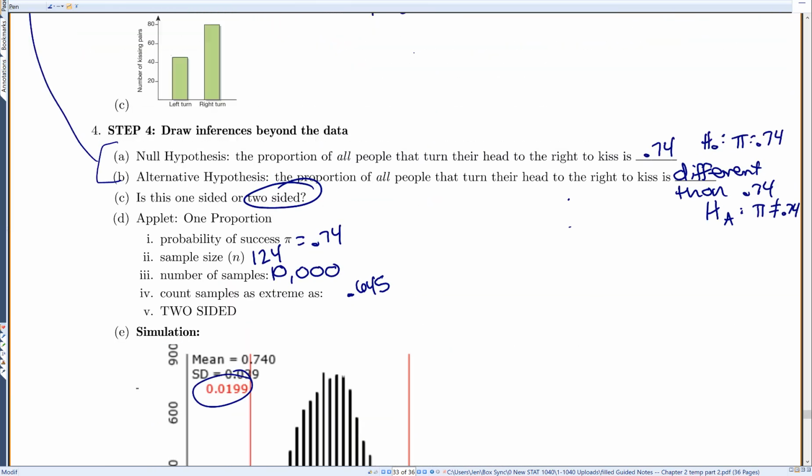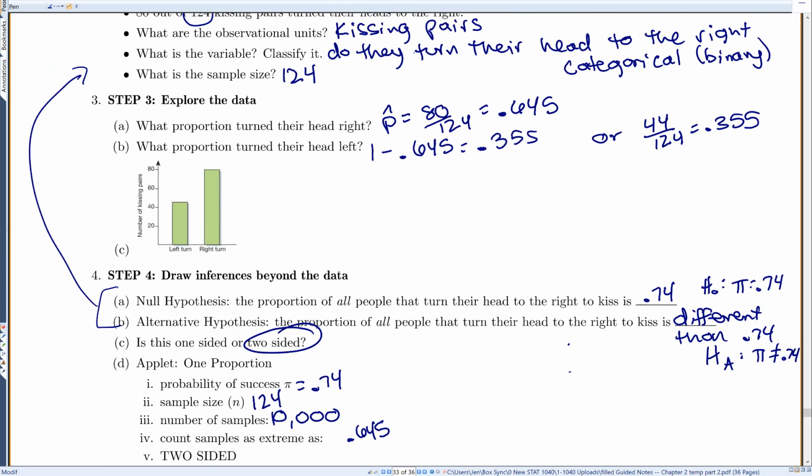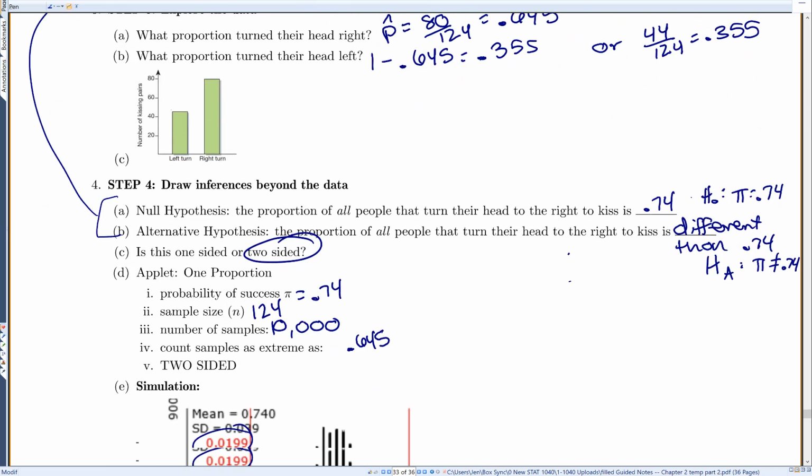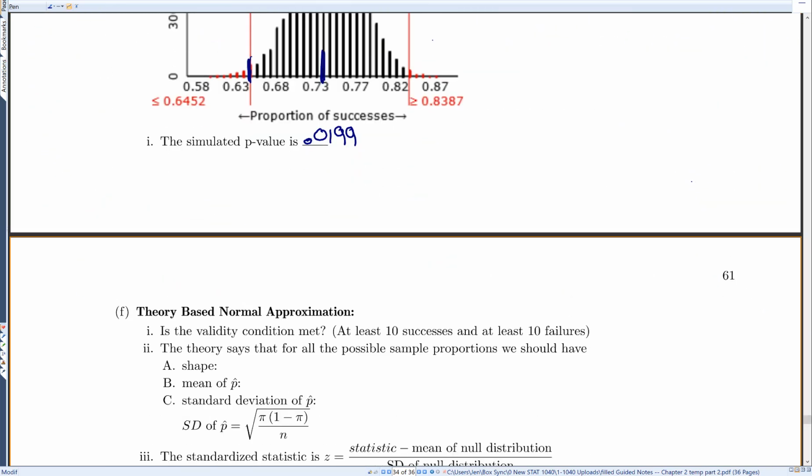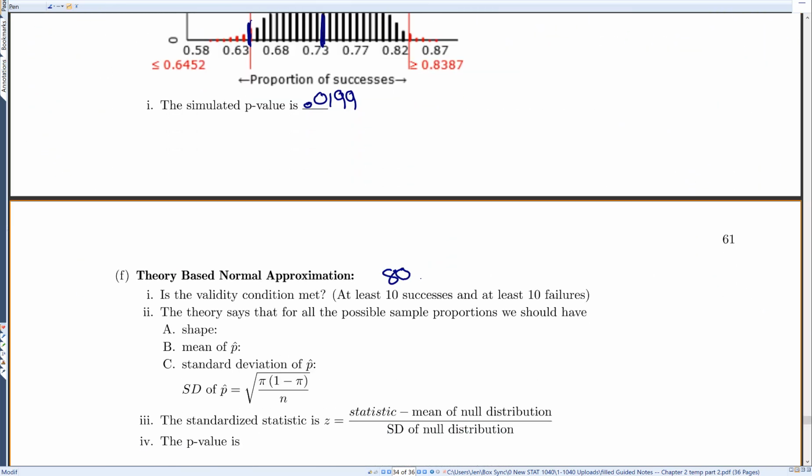I forgot what my numbers are, 80 people that turned their head to the right, 44 people that turned their head left. So 80 to the right, 44 to the left. So in this case, turning to the right is a success. Doesn't mean this is better than turning to the left. It's just that in statistics, we label everything as successes or failures. Okay, so 80 to the right, 44 to the left. Those are both bigger than 10. So yes, our validity conditions are met. We can use the theory-based approach.